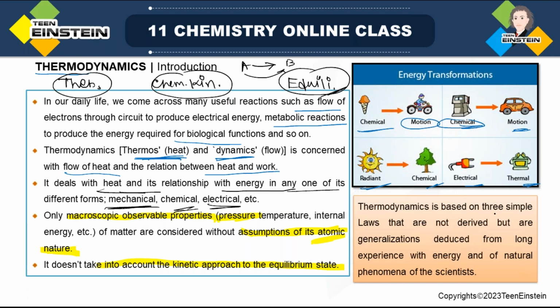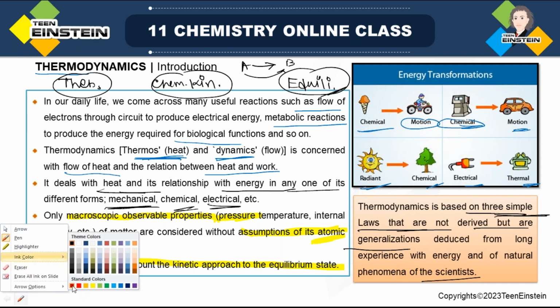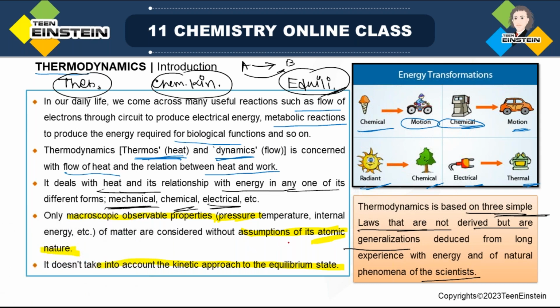So thermodynamics is based on three simple laws that are not derived but are generalizations deduced from long experience with energy and of natural phenomena of the scientist. So in this chapter, basically there will be three laws, though among these three laws, the first two laws we deal with in detail.